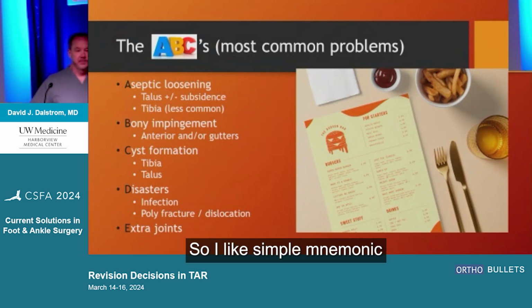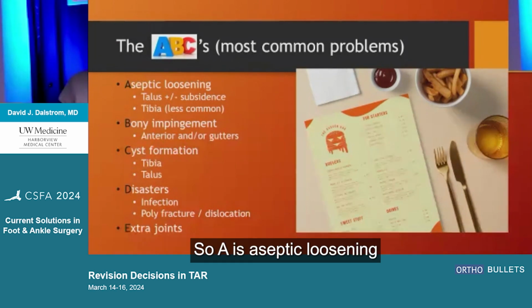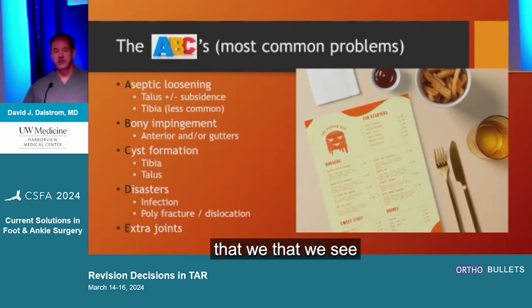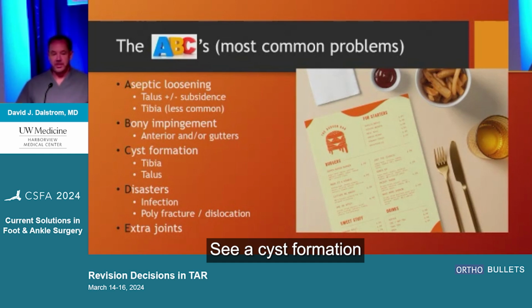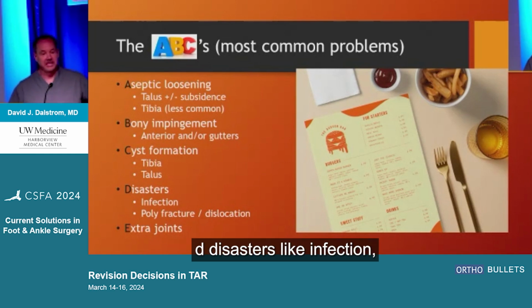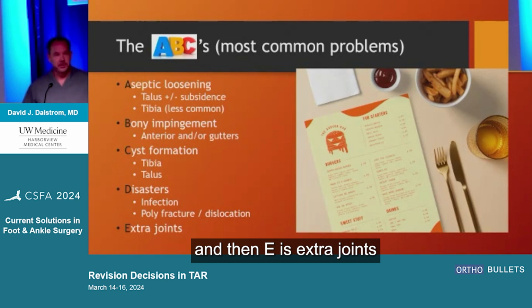So I like simple mnemonic things. You saw that. So this is what I came up with here: A, B, C, D, and E. A is aseptic loosening, by far the most common thing that we see. B is bony impingement, either anteriorly and/or in the gutters, oftentimes from overgrowth or subsidence of the talar component. C is cyst formation, both in the tibia and the talus. D, disasters like infection, periprosthetic fracture, dislocation, et cetera. And then E is extra joints, or adjacent joints.